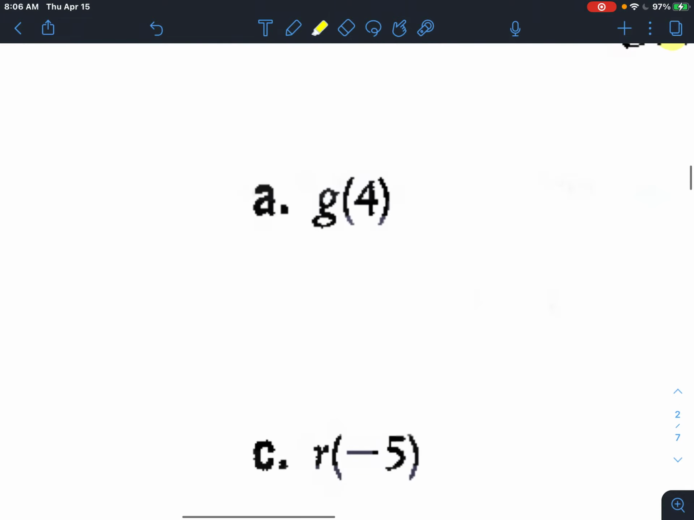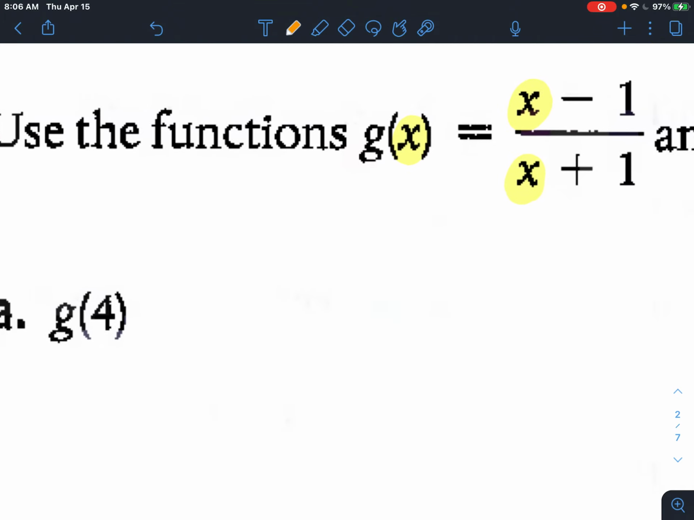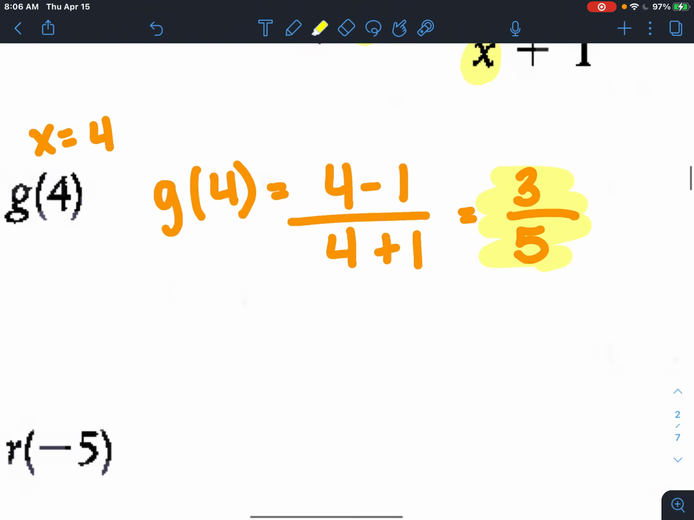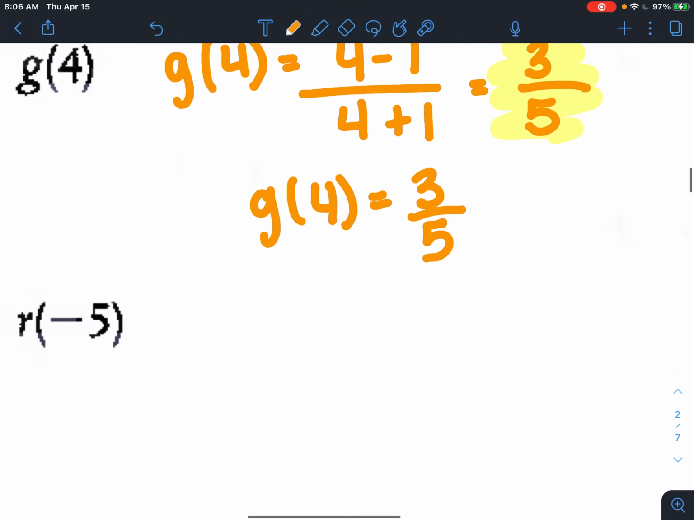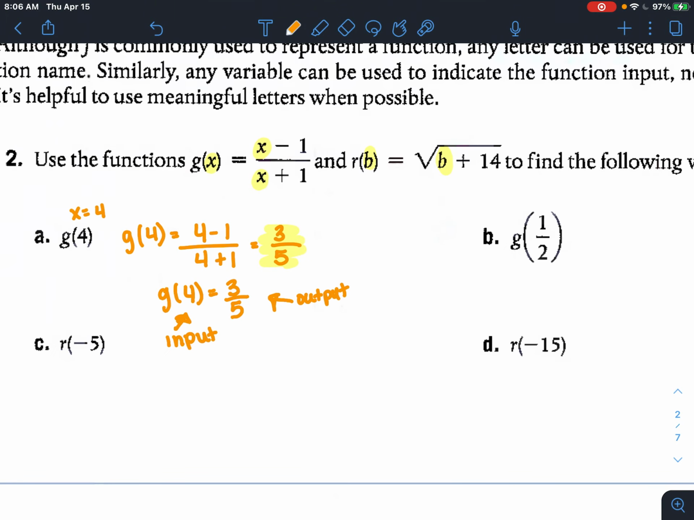So for this first one, g of 4, we're referring to function g, so this one right here. What happens when x equals 4? So g of 4 equals 4 minus 1 over 4 plus 2, and that will equal 3/5. So if you want to write that out, g of 4 equals 3/5, signifying this was my input, this was my output. Kind of all written in one nice, easy place.